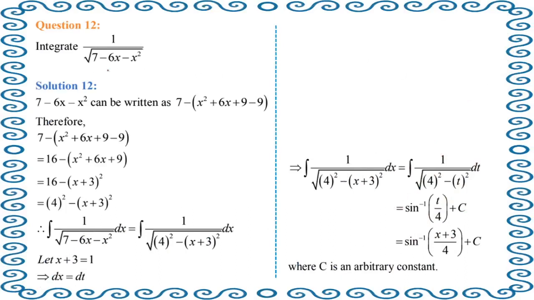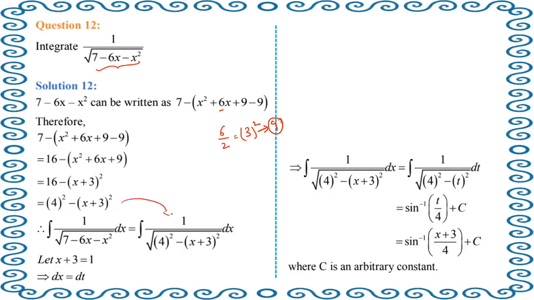Now 1 upon under root 7 minus 6x minus x square. This is also the same type. In the denominator, we have to make a complete square. How can we make a complete square, students? If you remember, we consider the coefficient of x, which is 6, then take its half, which is 3, and then take its square, which is 9. So we have to add and subtract this number. This was the process that we used to follow in class 10th when we learned this method. Right, so we are getting 4 square minus x plus 3 whole square.